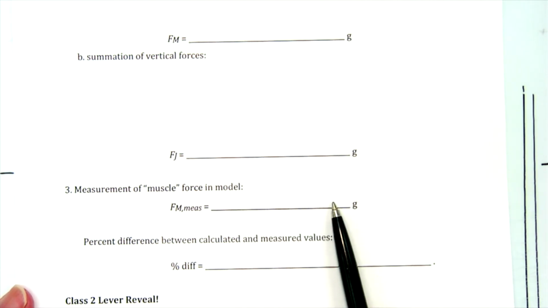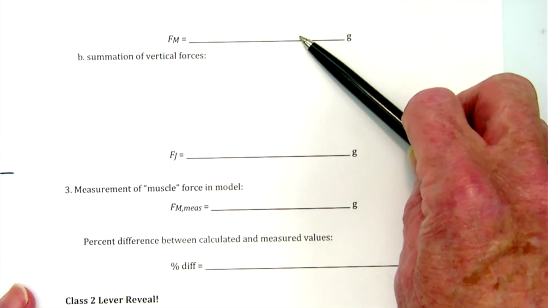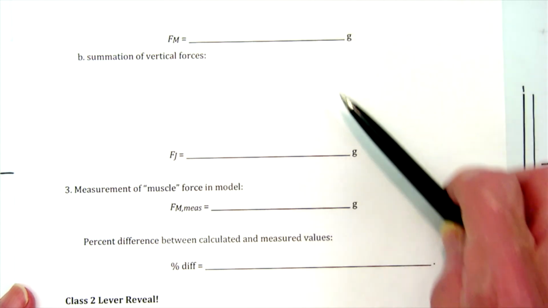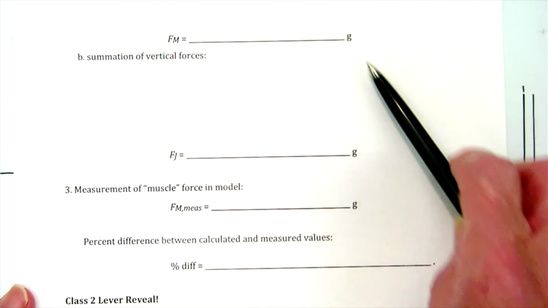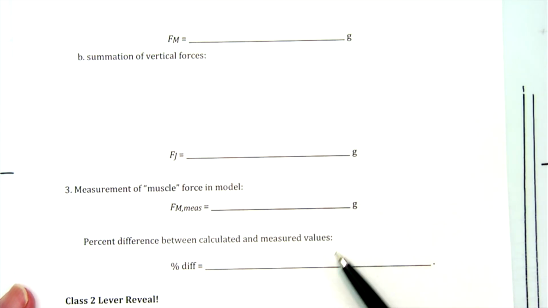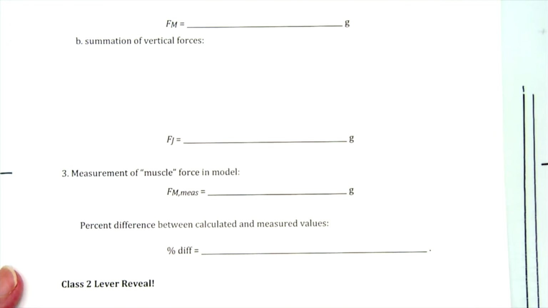And then to compare it to the calculated value that we thought we were going to get calculated from here, please do a percent difference between the calculated value and the measured value using an equation we've used several times in this class, and put that percent difference down here. They're probably going to be pretty close. And then, to finish up, get ready for a surprise, a Class 2 lever reveal.